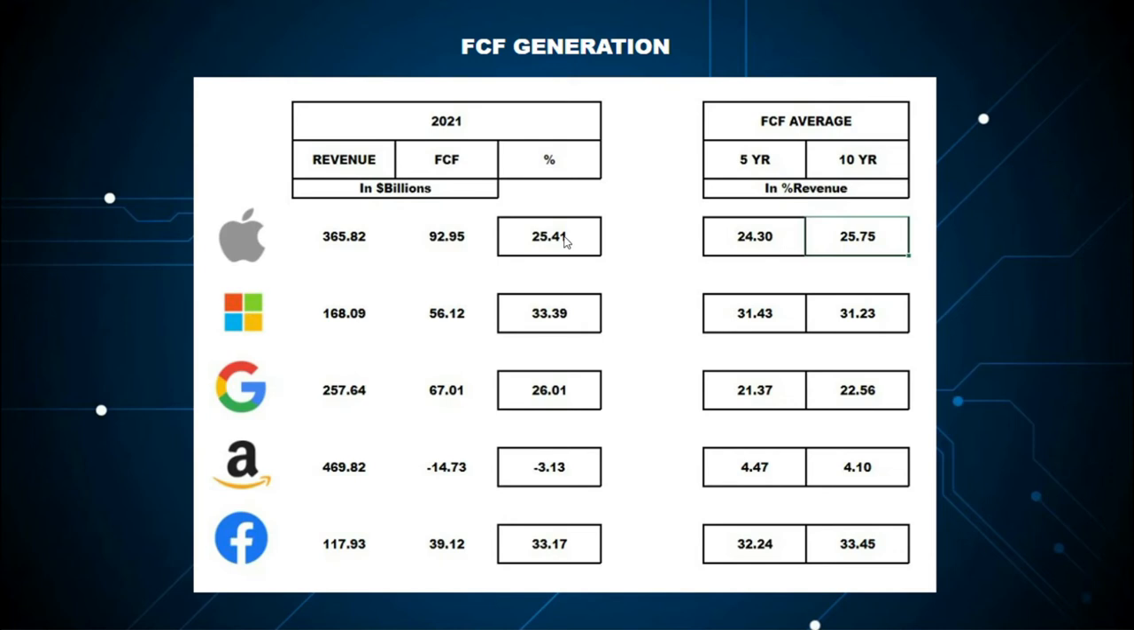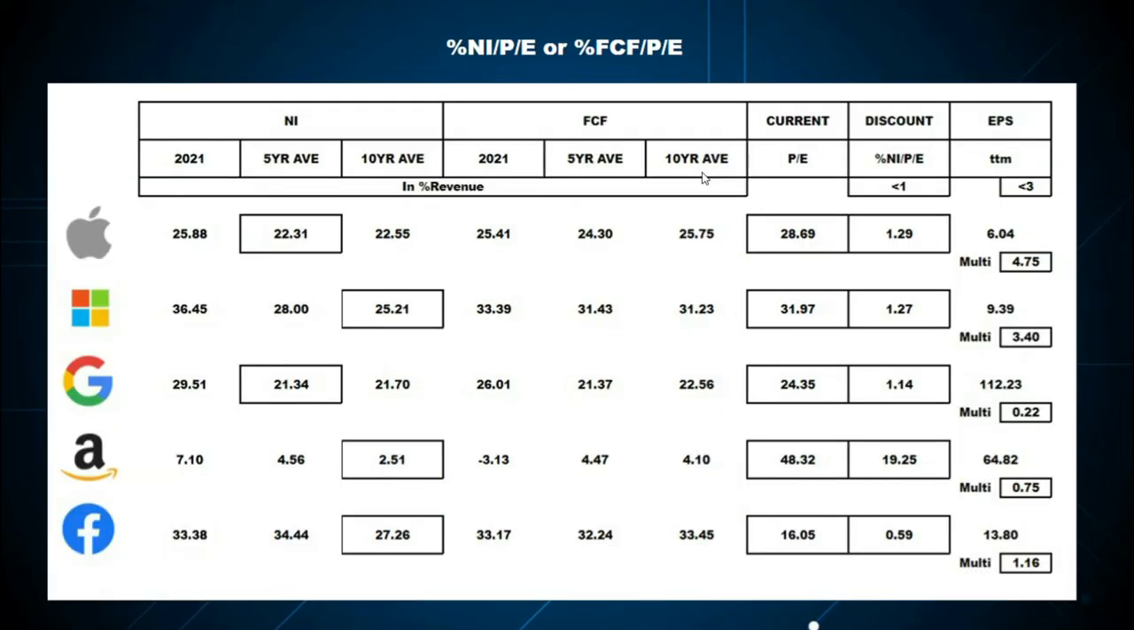In 2021, among the 5 companies, Microsoft made the most money out of their revenues. Next is FB. Amazon has negative because they have high capex. They've been spending a lot to improve their business. We take the 1 year and the averages of 5 years and 10 years, so you can see it here on the right side. Remember, the values here are in percentage of their revenue. This is my first and second metric.